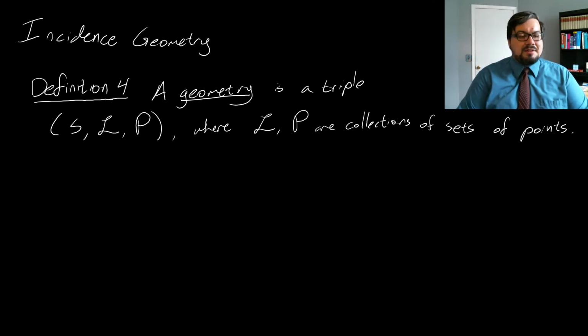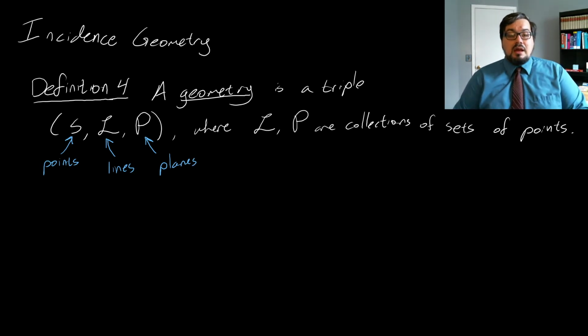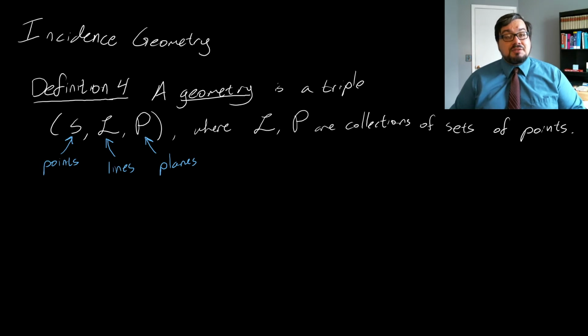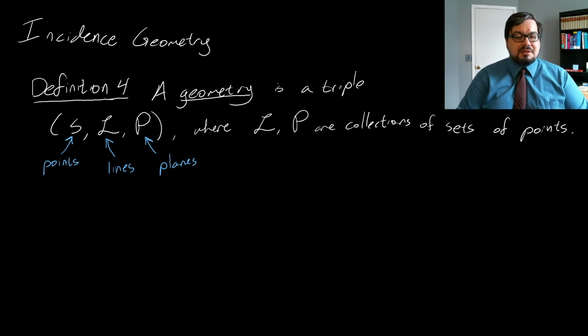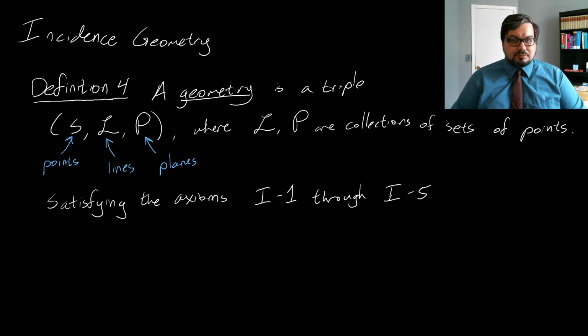So the elements of S are going to be called points. The elements of L are going to be called lines, and the elements of P are going to be called planes. Now, we can't just take any random collection of sets that we want. They have to satisfy certain properties. So a geometry has to satisfy the axioms I1 through I5. I here stands for incidence. And we're about to define 5 axioms that tell us how points, lines, and planes interact with one another.